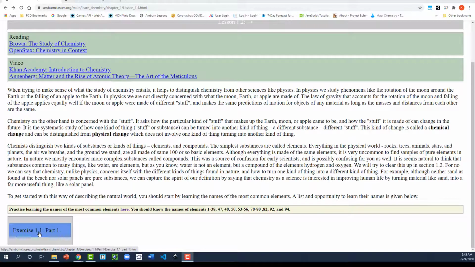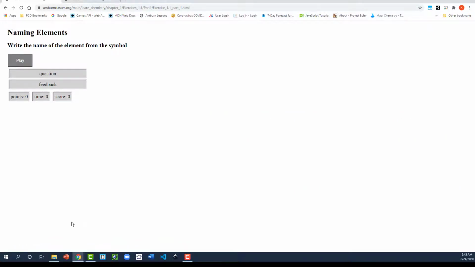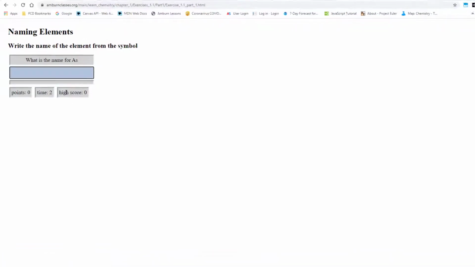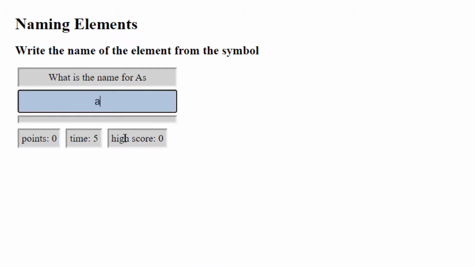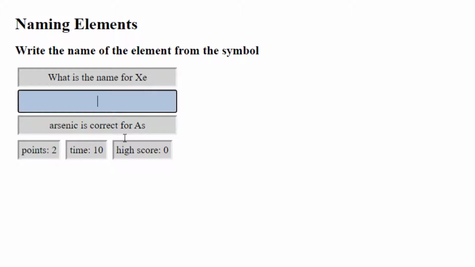Finally, go ahead and try the exercise itself. Click on the exercise 1.1 part 1 and just see how you do. So we'll click on play. Ooh, at the very beginning, a hard one. AS, what's that? Arsenic, I think that one's right. Looks pretty good. Got that one right. ZE, I think that's xenon. And you're just going to make some mistakes at the beginning, so don't worry about it if you don't get these right away. N is nitrogen. So that's it. Keep practicing them. It just takes a while to get good at it. Don't assume it's going to work right away. And just use the resources at hand.